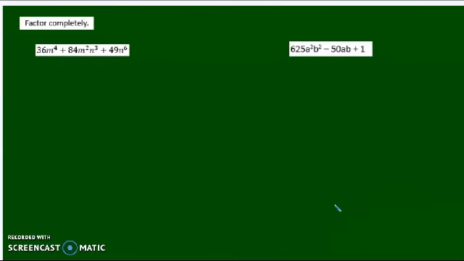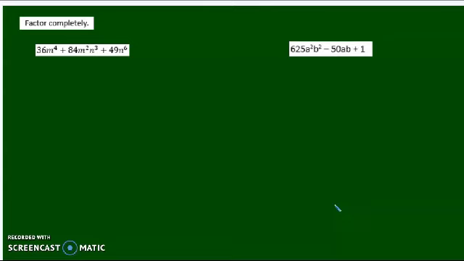Okay, let's find the factors of the following polynomials. So the first one is 36m to the fourth plus 84m squared n cubed plus 49n raised to 6. Again, before we can use the previous process, see to it that the polynomial is a perfect square trinomial.